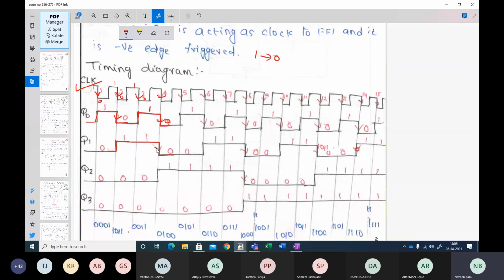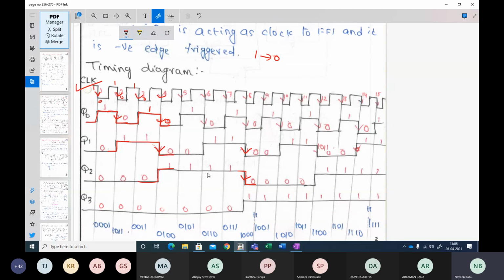So here you are having a 1-0 transition, which will further trigger your Q2 output here. Again, whenever this Q2 is going from 1 to 0, and when will this go from 1 to 0? Only when your Q1 is getting another transition from 1 to 0. So this is getting another transition from 1 to 0 here, so your Q2 will also be triggered. So now this is how the timing diagram will work.